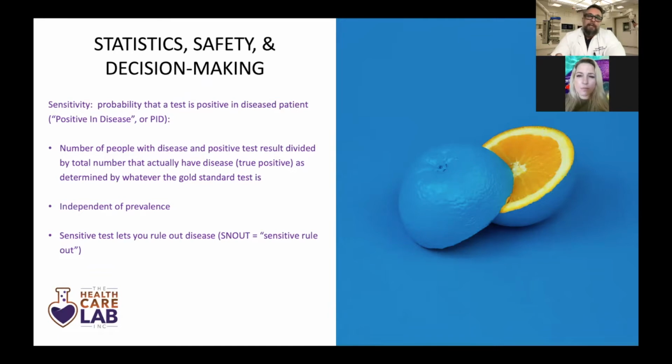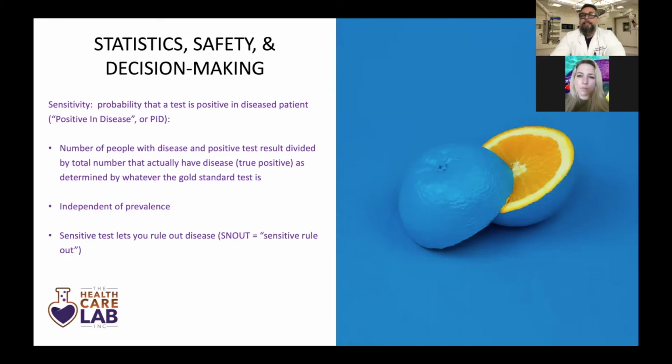For sensitivity, it helps you to remember that the skin on the fruit here is blue. There is no blue fruit, really. But if you cut the fruit open, it's actually an orange. We do this to tell you that this test is not positive for orange. The skin on it is blue.